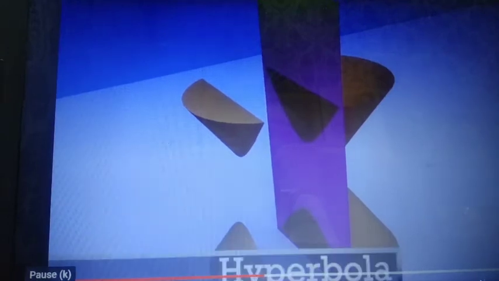Now in the fourth situation, I have increased the angle even further. Now in this situation, when I cut my double cone, you can see that both my cones are now giving me two independent shapes and both of these together are called a hyperbola.